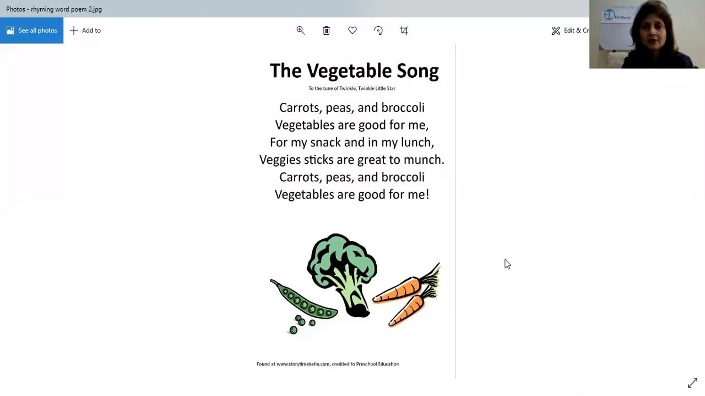Carrots, peas, and broccoli. Vegetables are good for me. For my snack and in my lunch. Veggie sticks are great to munch. Carrots, peas, and broccoli. Vegetables are good for me.